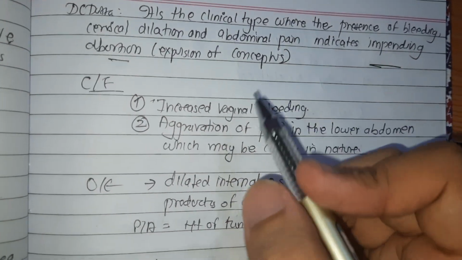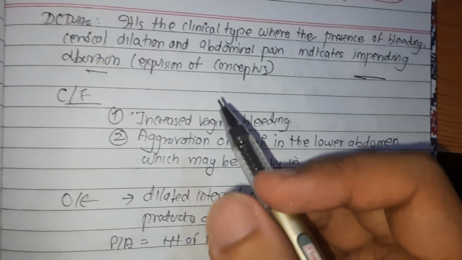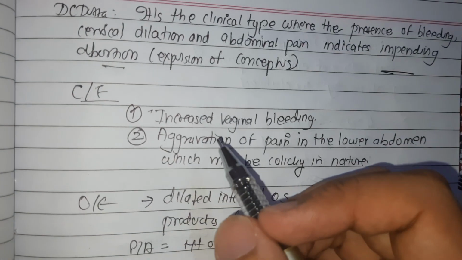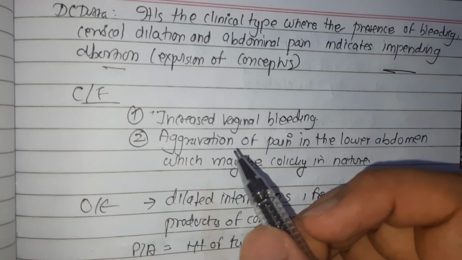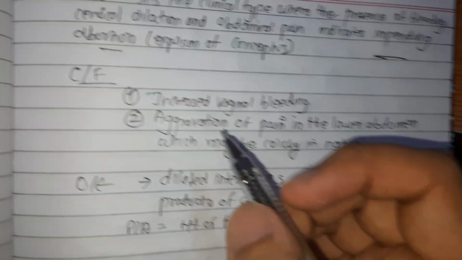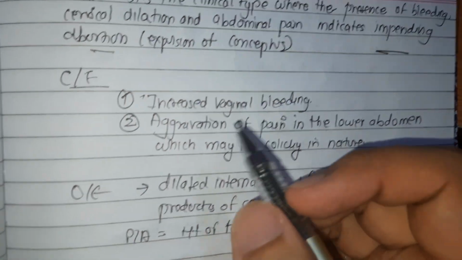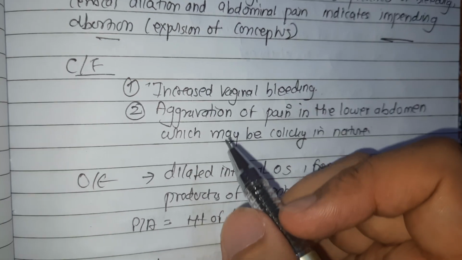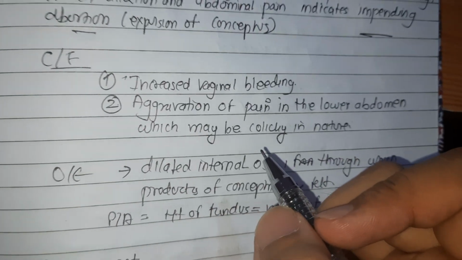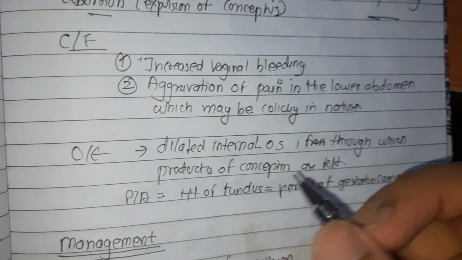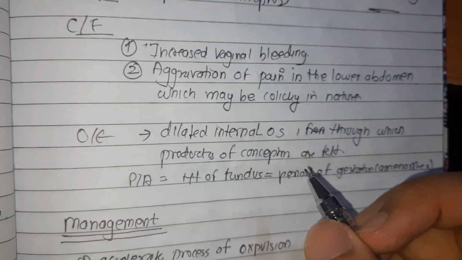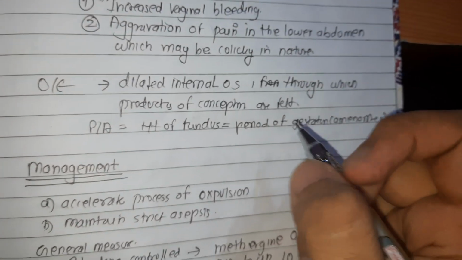And the clinical feature of the inevitable abortion is that the patient, having the features of threatened miscarriage, develops the following manifestations: increased vaginal bleeding and aggravation of pain in the lower abdomen, which is colicky in nature. The internal examination reveals the dilated internal os of the cervix through which the products of conception are felt.